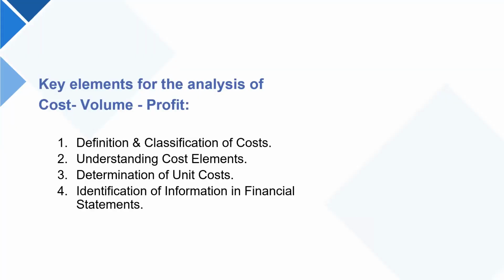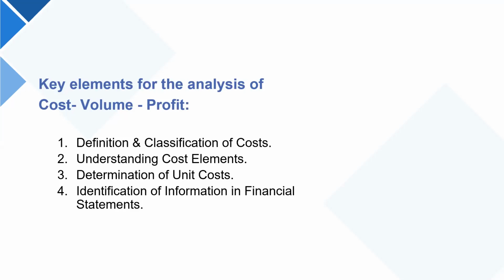And before we get into that, I need you guys to remember some key elements of analysis of cost. These are the four key elements I need you guys to remember. First is definition and classification of cost. That is, remember the cost classification by period, by function, by time. All of that, we need to have that in mind. The cost elements, I already gave you an example why it's important that you know what the cost elements are. Determination of unit cost also because it helps you to analyze that from a more managerial point of view. Because now that you know how to determine cost, if you also know this analysis, you know how to manipulate it. And of course, the identification of the information in financial statements.